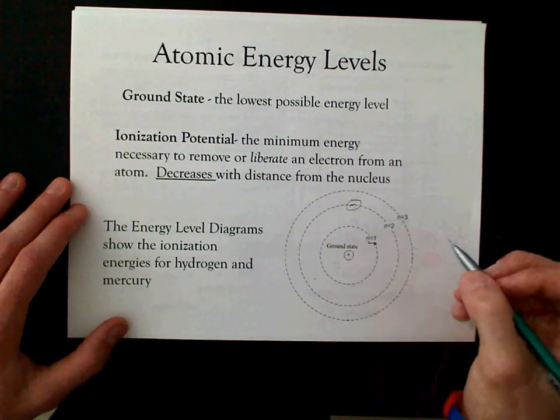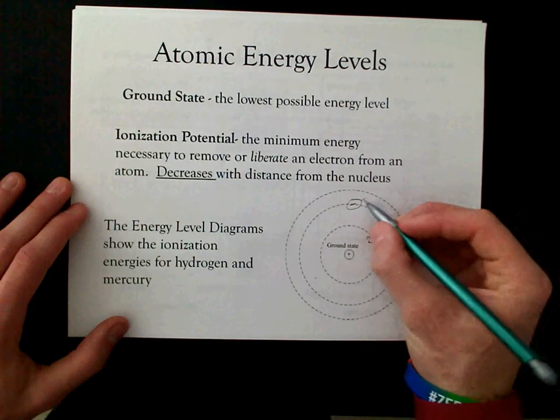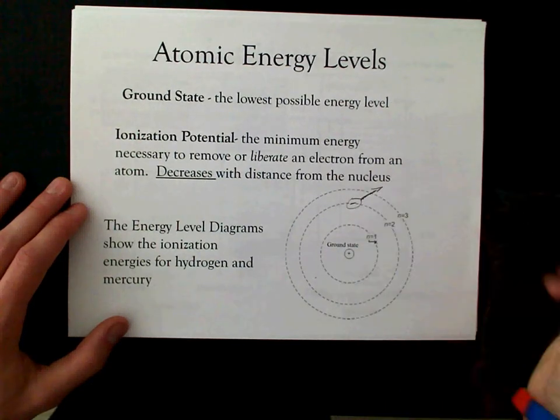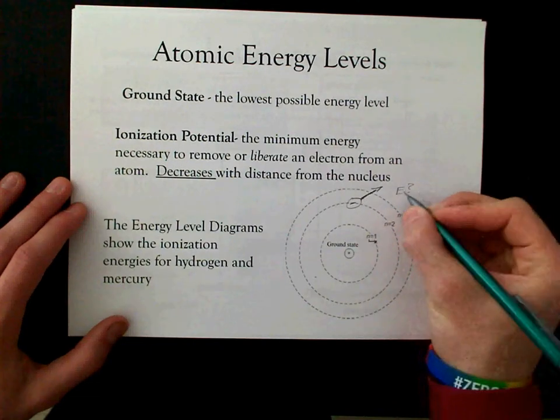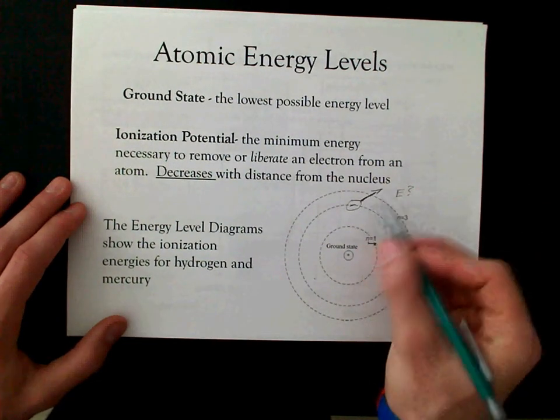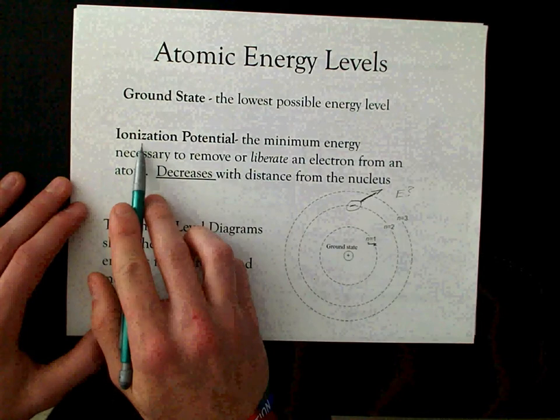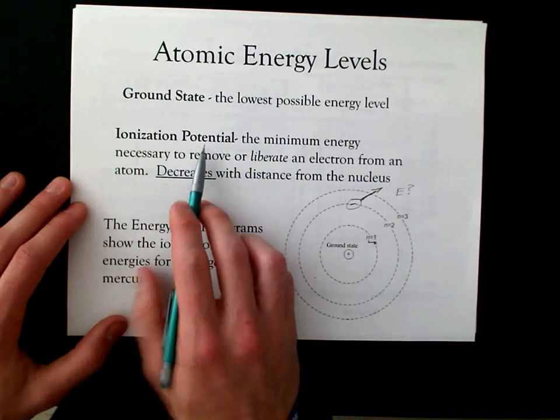So ionization potential is the energy needed in order to liberate an electron from the atom. So there's some electron, let's say it's right here, in the n equals 2 orbital. This electron is trying to get away. It tries to escape, but it needs a certain amount of energy. How much energy does this electron need in order to escape?